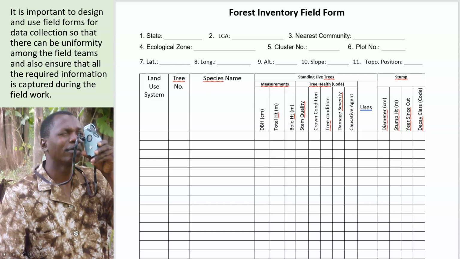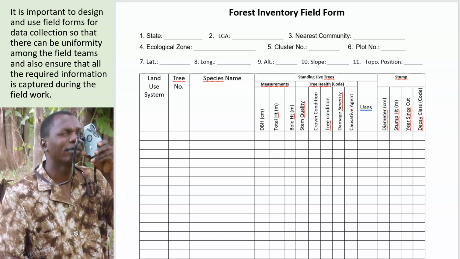It's important, like I've said, to design and use field forms. Very, very important for uniformity. Even if you are working with 4 teams, 10 teams, if they have the forms, you can be sure all of them will do the same thing in the various plots they are enumerating. So on the screen here is an example of a forest inventory field form.